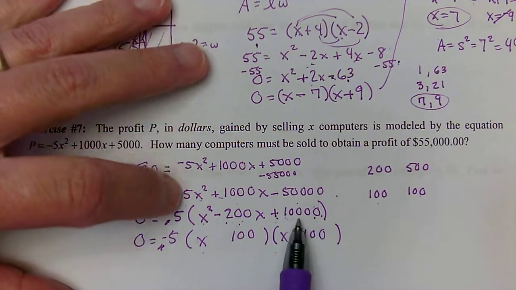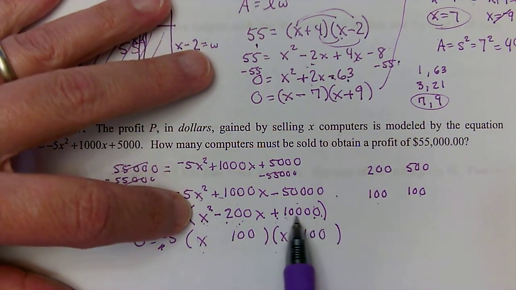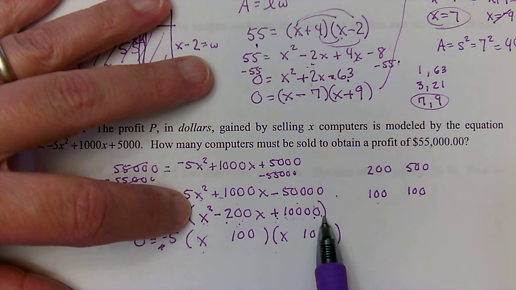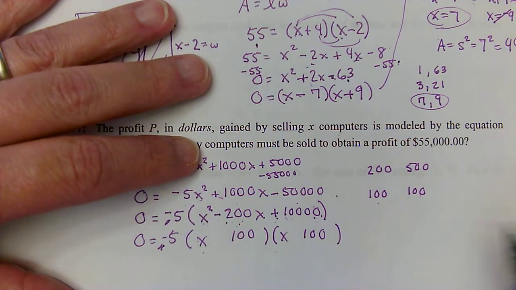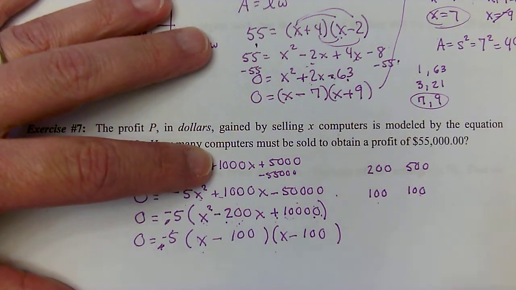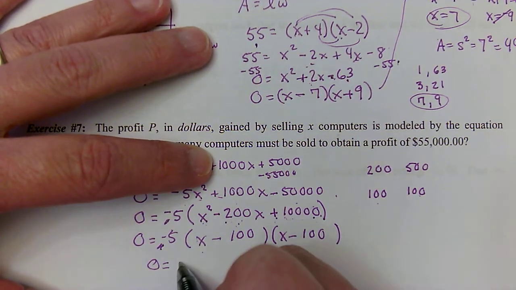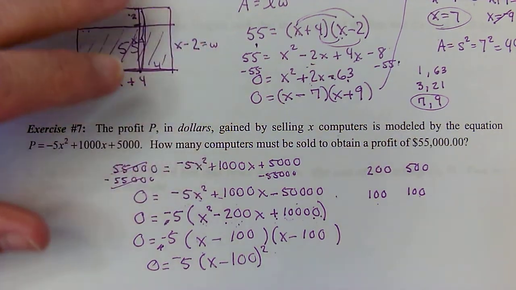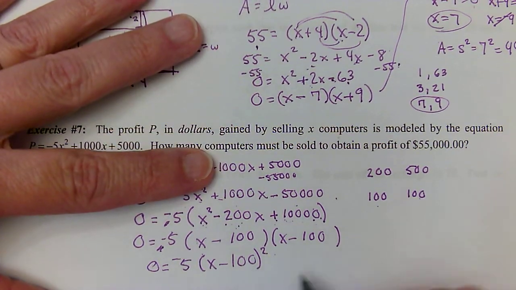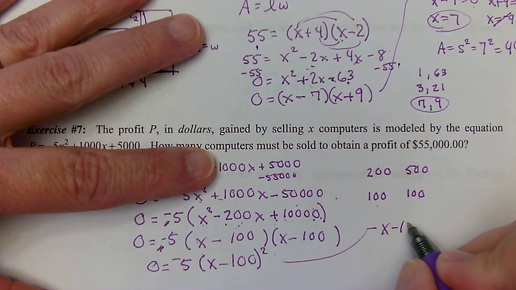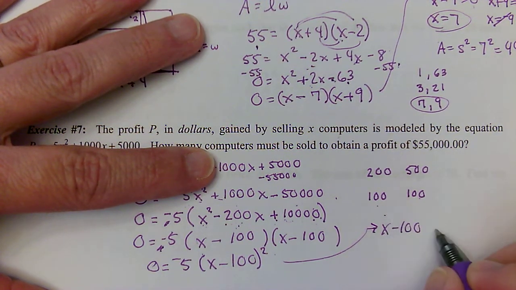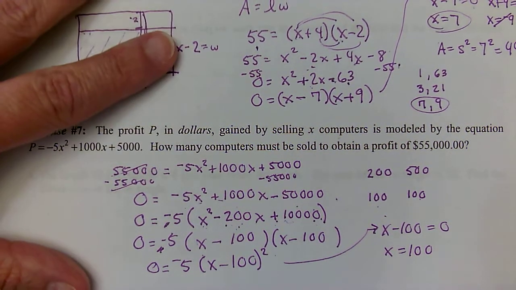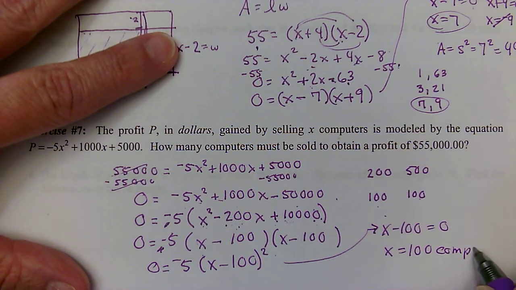Another thing you may have realized, this is a perfect square and 10,000 is a perfect square. And when you take their square roots and multiply them together and double them, you get the middle. So another way to write this is negative 5 times the quantity x minus 100 squared. So there's only one thing you have to set equal to 0. If x minus 100 equals 0, then you add 100 to get x equals 100. And that would be 100 computers in this case.